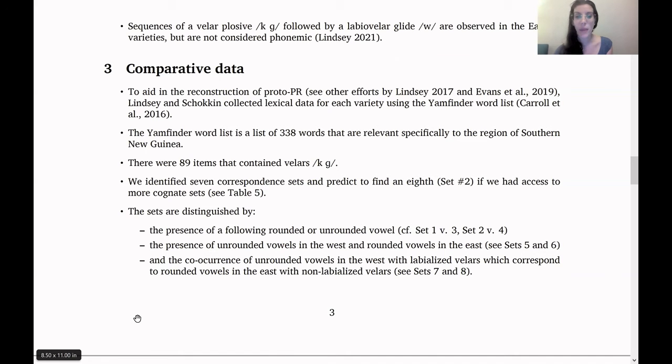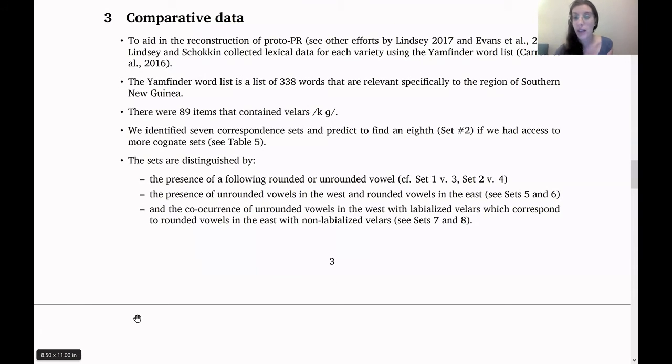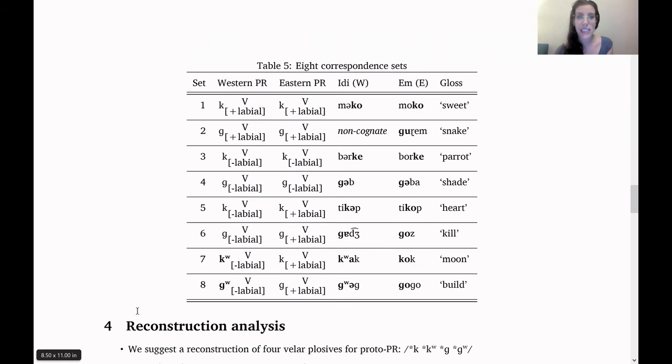I want to tell you how these sets are distinguished. Let's look at this table here. The correspondence sets are not only distinguished by the qualities or features of the velar plosives. So you can see in sets 1, 3, and 5, you have the voiceless velar plosive ka. In 2, 4, and 6, you have the voiced velar plosive ga. And in sets 7 and 8, you have the labialized velars kwa and gwa.